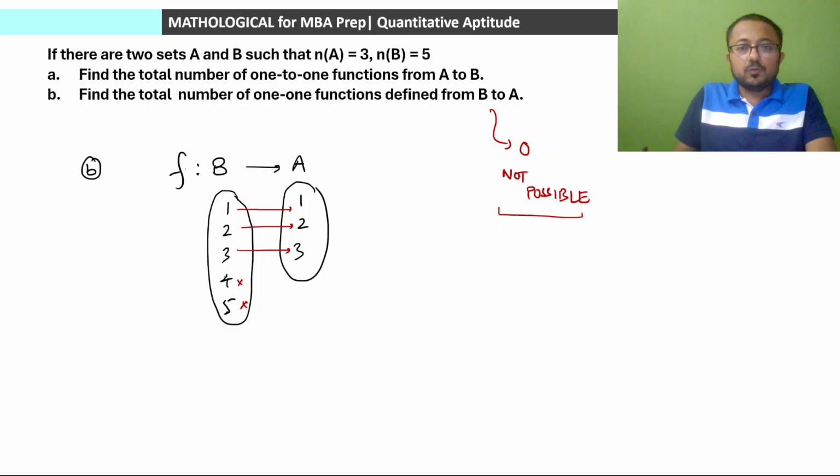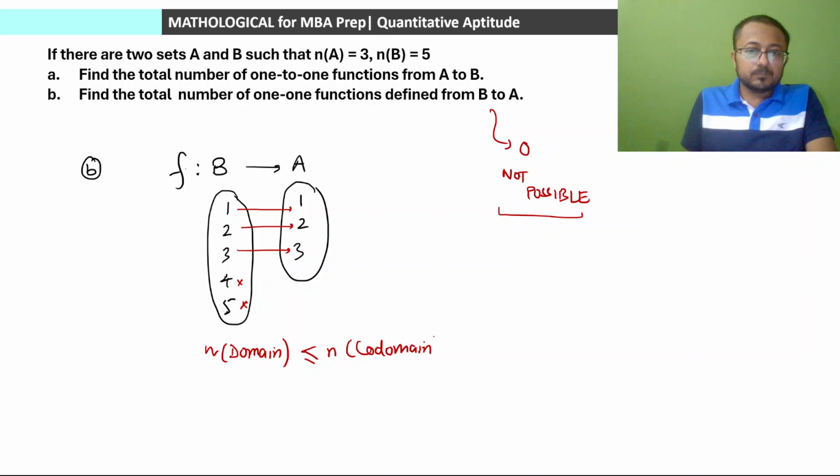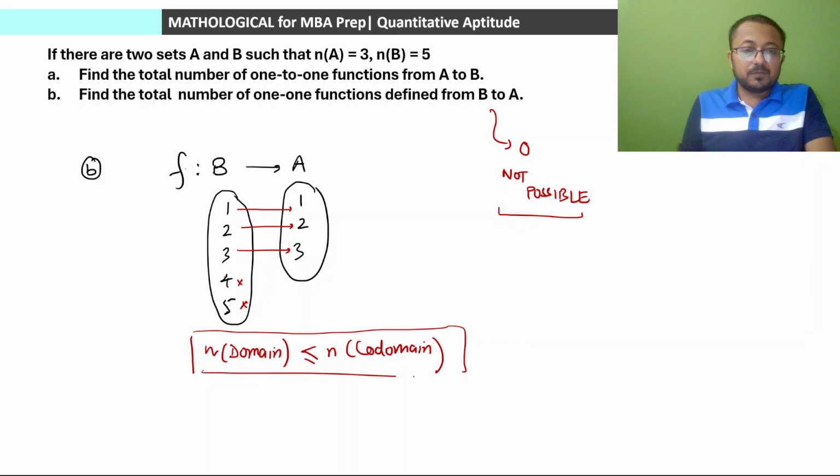Because if we need to make a one-one function, then the number of elements in the domain must be less than or equal to the number of elements in the codomain. Because only in that case will our one-one function be possible. When the number of elements in the domain is less than or equal to the number of elements in the codomain, only in this case is a one-one function possible.